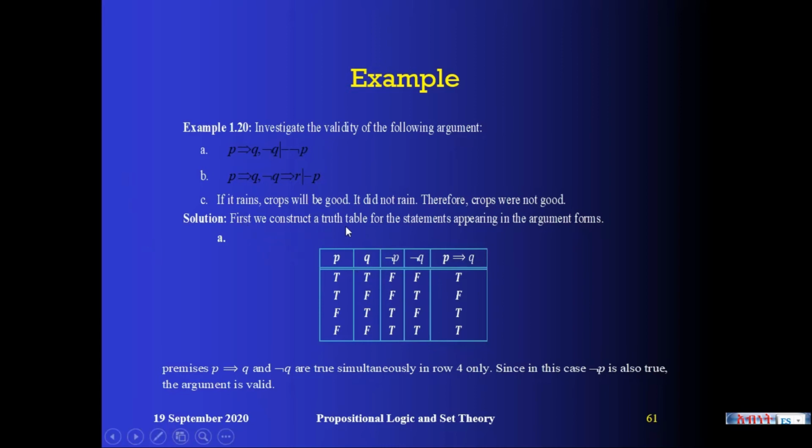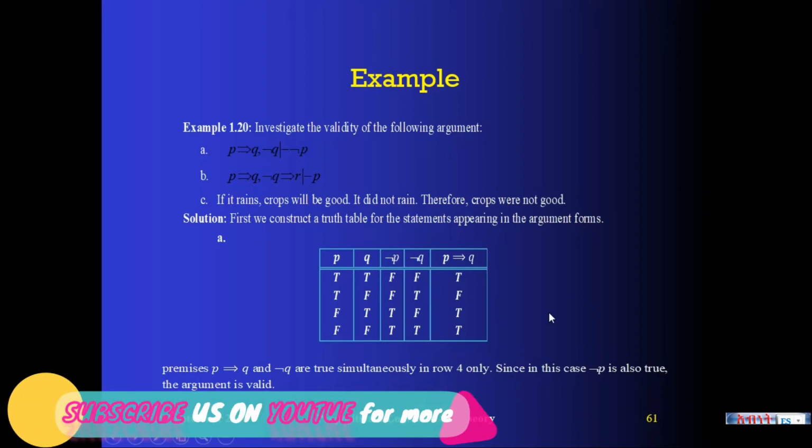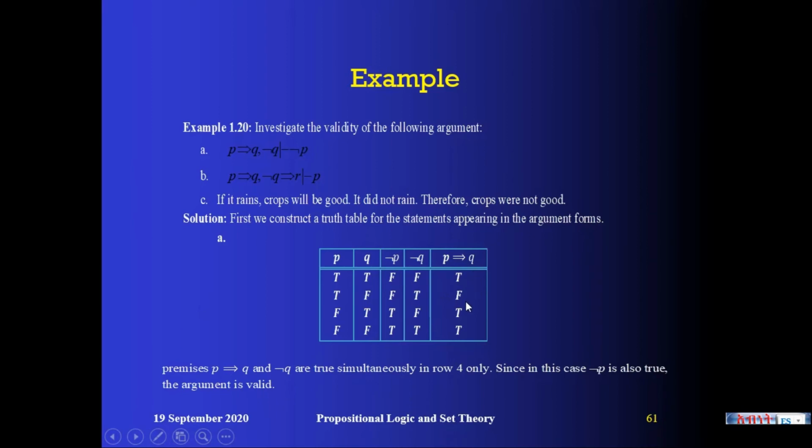First, we construct a truth table for the given argument. By the way, is this a tautology? No, it is not a tautology. So, is it invalid or valid? If an argument or a compound statement is a tautology, it is guaranteed to be valid. But it does not mean that if it is not a tautology, it is not valid. It may be valid.